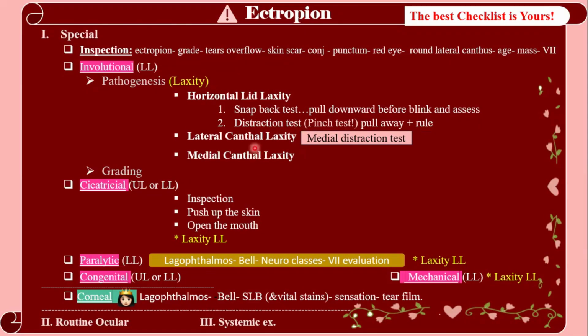In some references, when you check the lateral canthal laxity, if you remember, we pull the lid medially, so it is called the medial distraction test. And to check the medial canthal laxity, we pull the lower eyelid laterally, and it is called the lateral distraction test. So please don't confuse these terms. Whenever you see a medial or lateral distraction test, we are talking about canthal laxity. But without mentioning anything like medial or lateral, just distraction test, we mean here the pinch test.